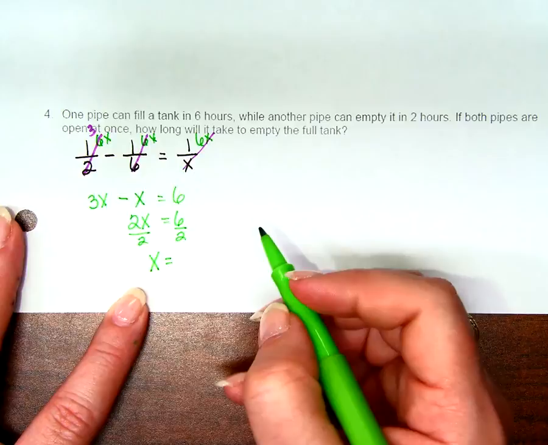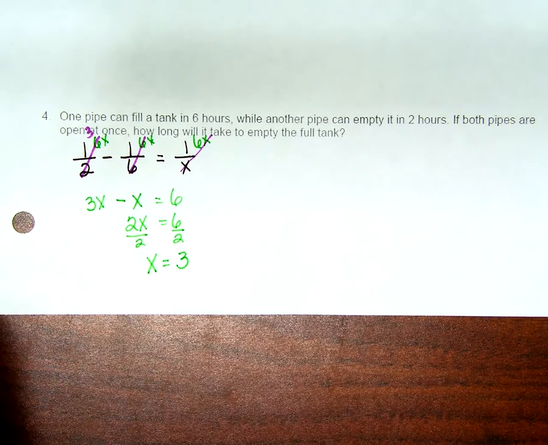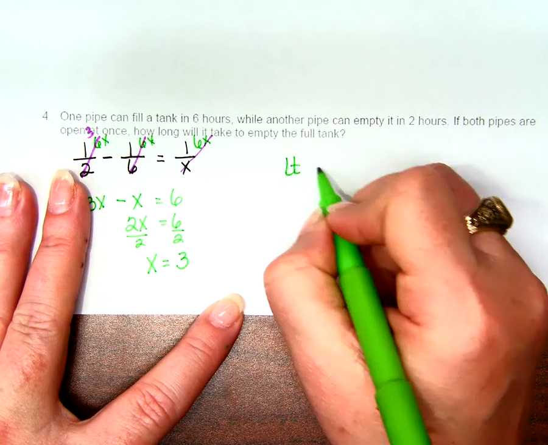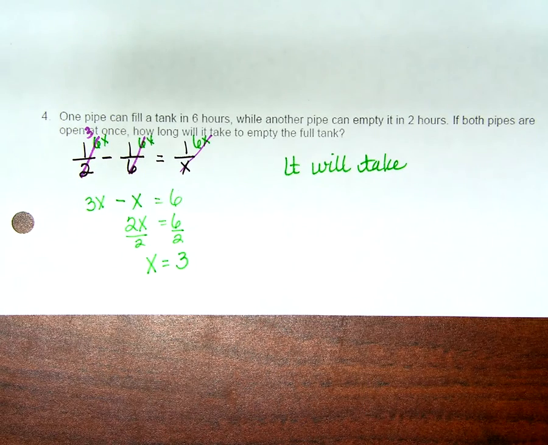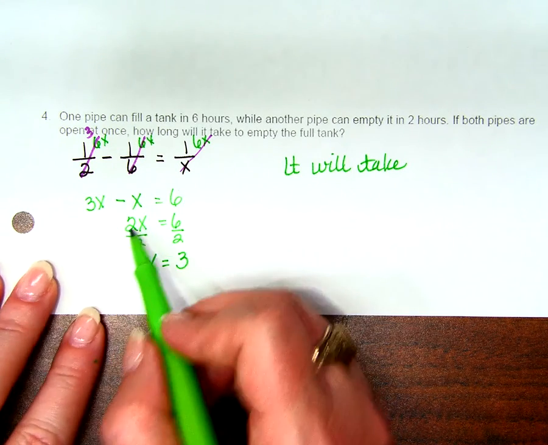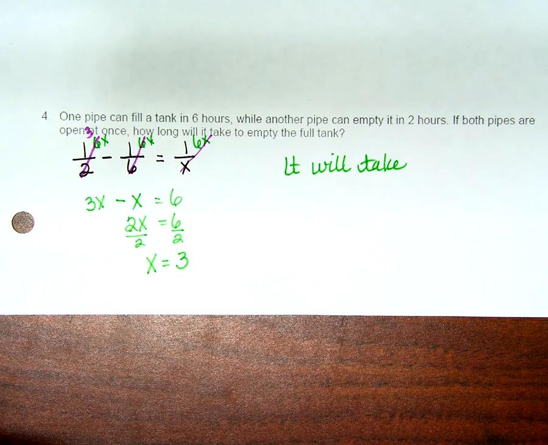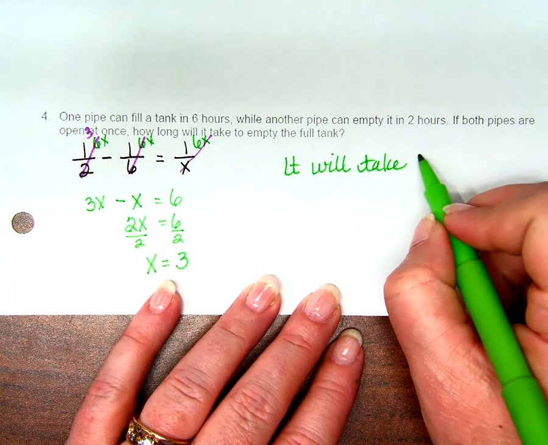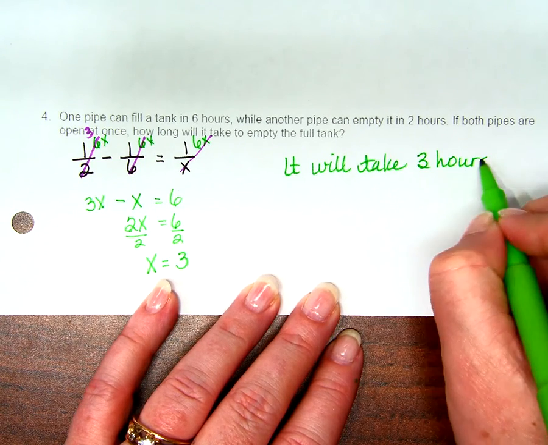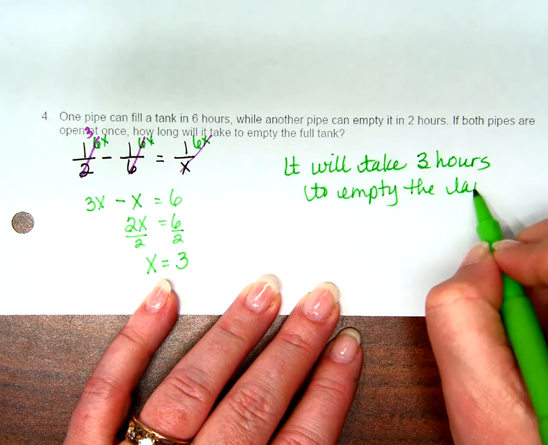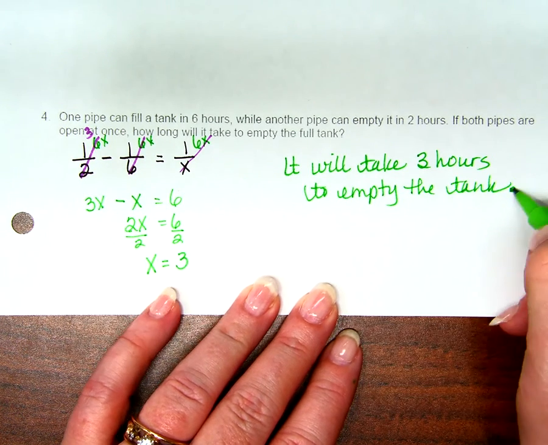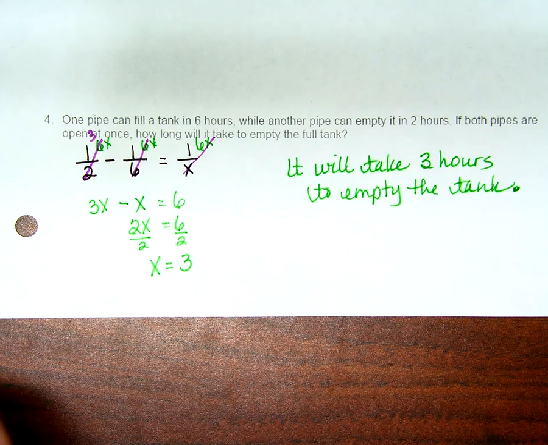X equals 3. And now it will take, I'm stopping. I just wanted to finish writing take. Because 3x minus 1x is 2x. Okay? So it will take 3 hours to empty the tank. You okay with that? Any questions about that? Okay?